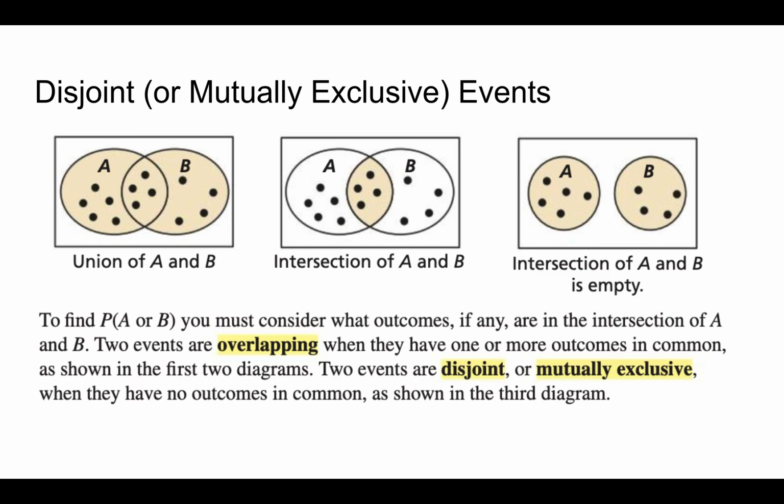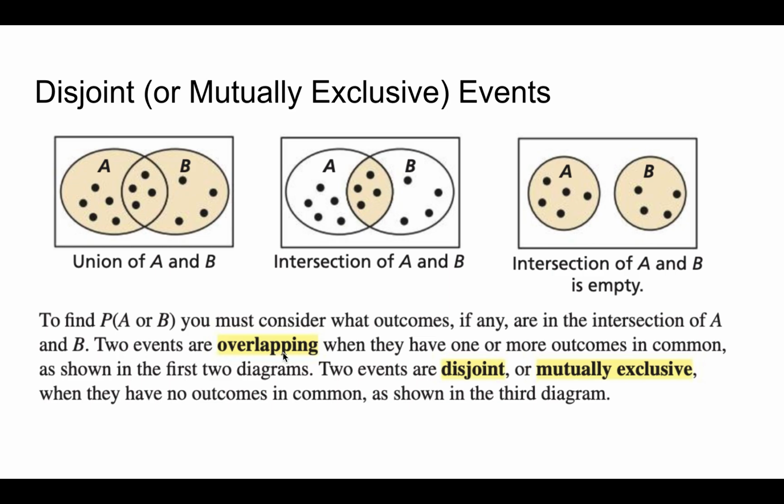Disjoint or mutually exclusive events. Disjoint and mutually exclusive mean the same thing, so those are the same. The thing that's different from those is overlapping. So, to find the probability of A or B, you must consider what outcomes, if any, are in the intersection of A and B. So these two are intersections. So you have to consider, are there any events that are shared?